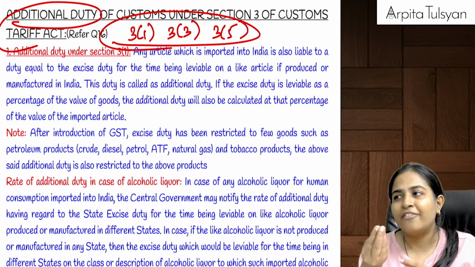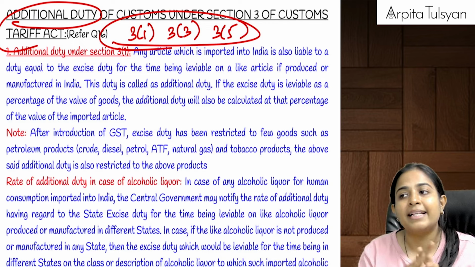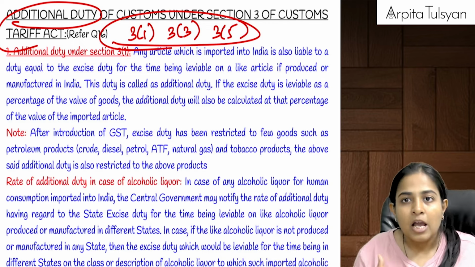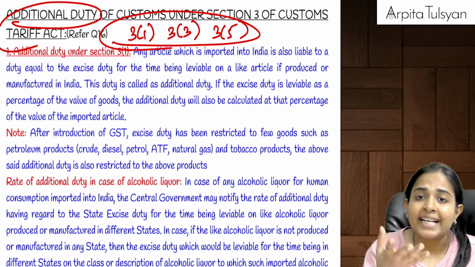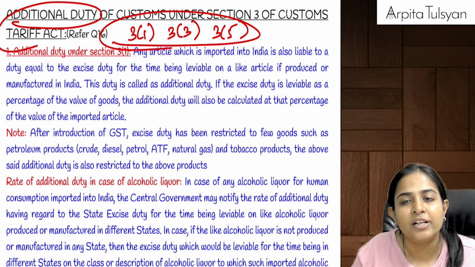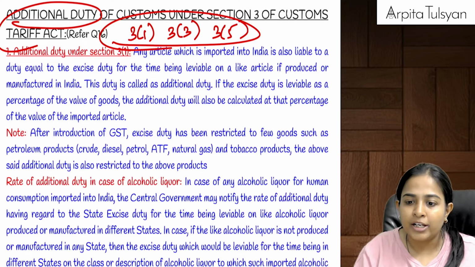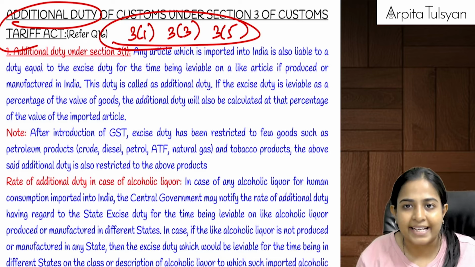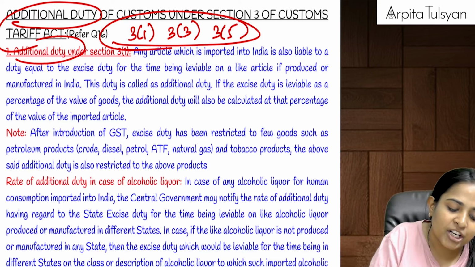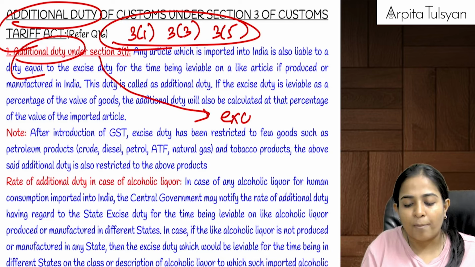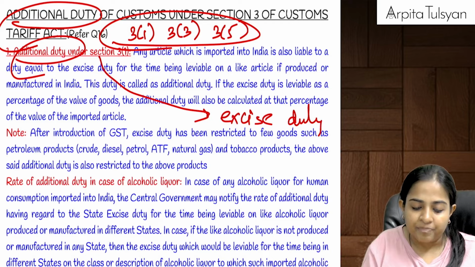Okay, now there are very few articles on which excise is leviable. Let's say if we want to purchase diesel, on that excise duty is applicable. So if you are purchasing petrol here in India, you are required to pay excise duty. So they are telling that if you are importing petrol, at that time we cannot levy excise, but we will levy additional duty under section number 3.1. So 3.1 is basically a duty to compensate for the excise duty. Are you clear with this?